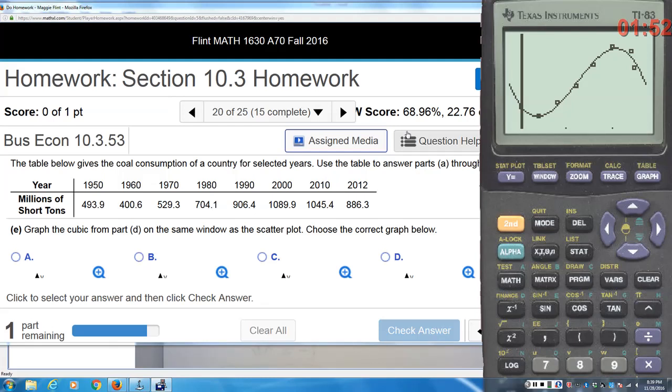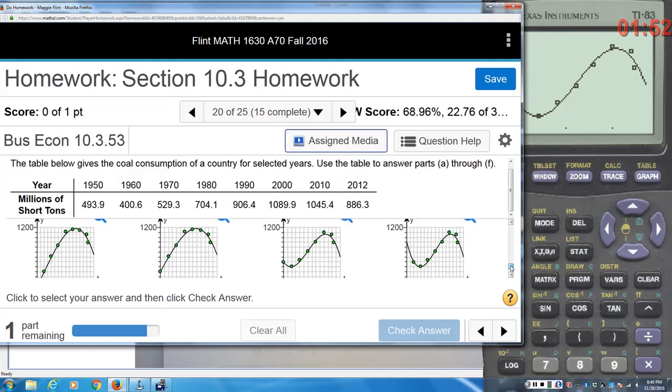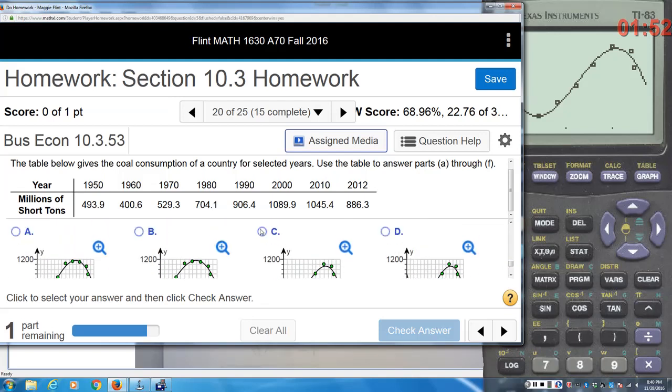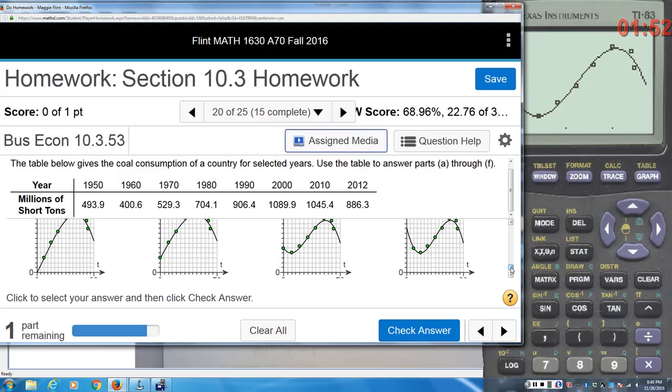It is easier to round from that home screen. It really is. But look how much better a fit we got. So the one that fits the best looks like it was C to me, because that's the one that has the right scatter plot on it.